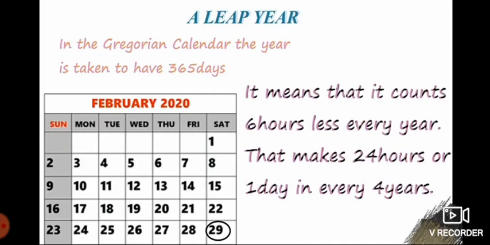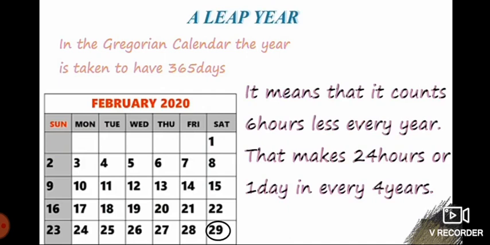Now how do we calculate this? If you say the 4 table, then you will get 4, 8, 12, 16, 20, 24, isn't it? So whatever products you get in the 4 table, those years are the leap years. That means 2004, 2008, 2012, 2016, 2020, 2024. So these are the leap years.